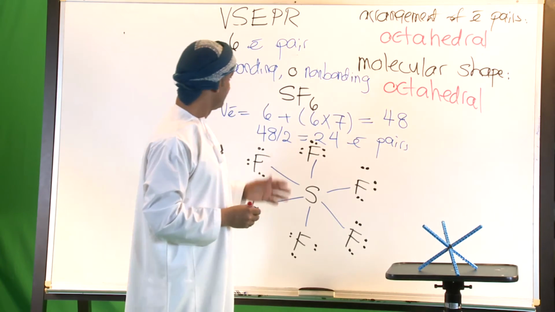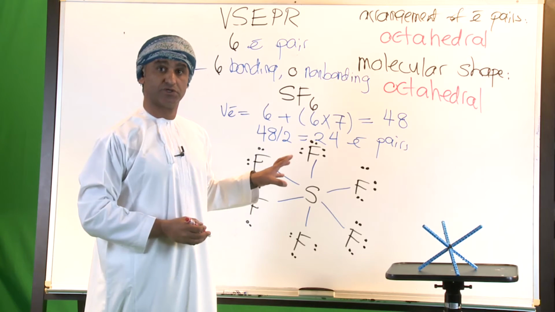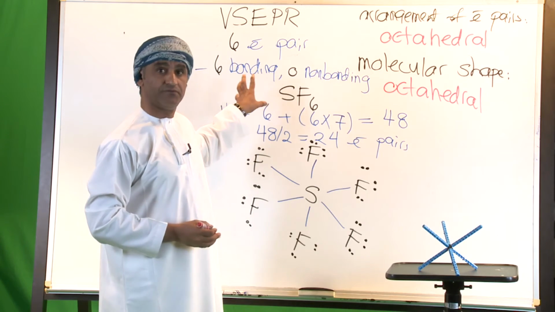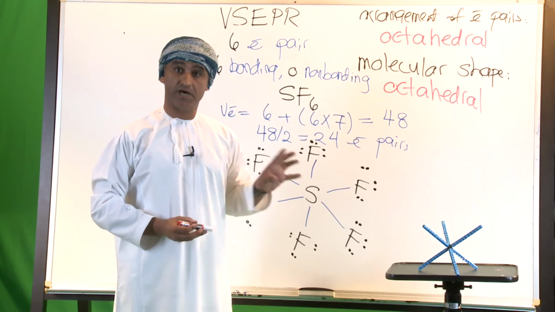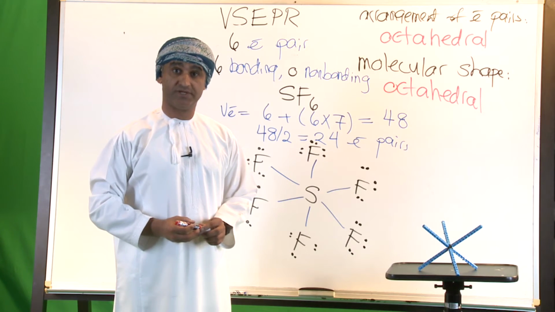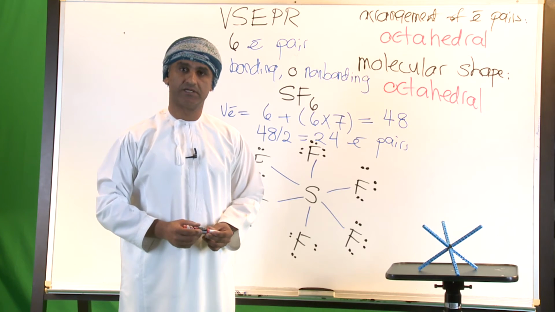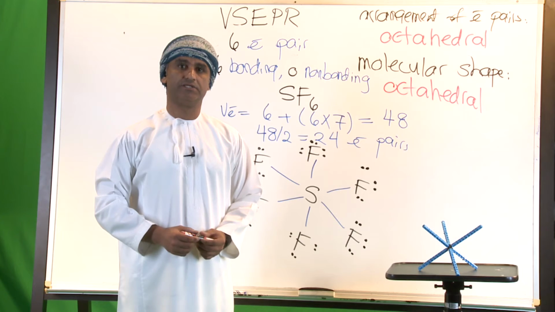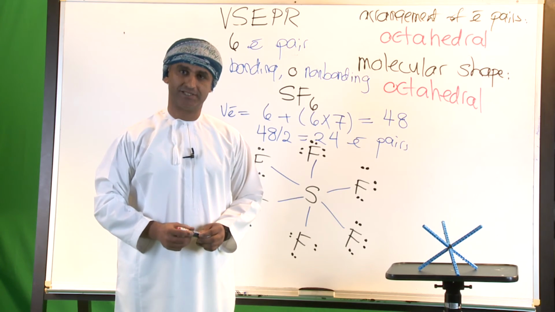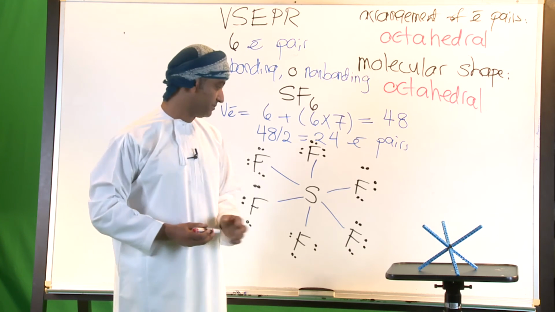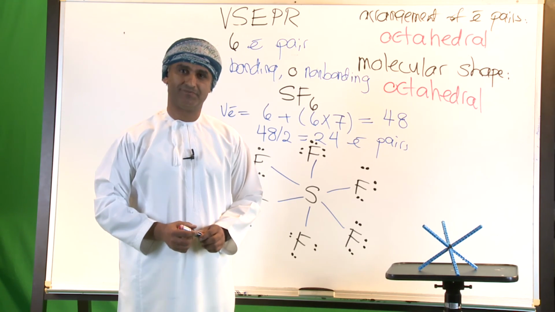So in this case of sulfur hexafluoride, to conclude, 6 of the electron pairs are bonding, none of them is non-bonding. The arrangement of electron pairs or the orbital shape is octahedral, and also the molecular shape is octahedral, and that's because there are no lone pairs on the central sulfur atom.